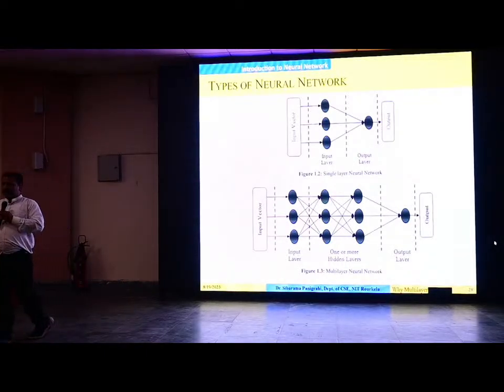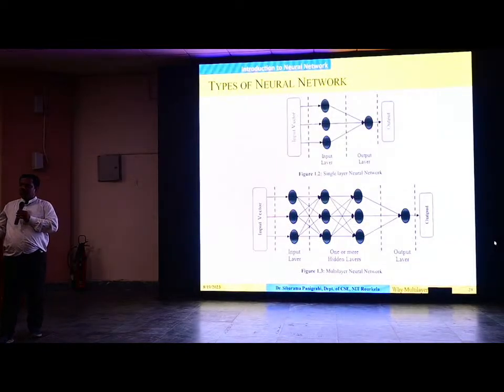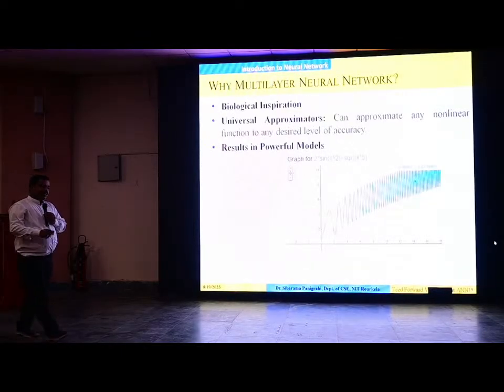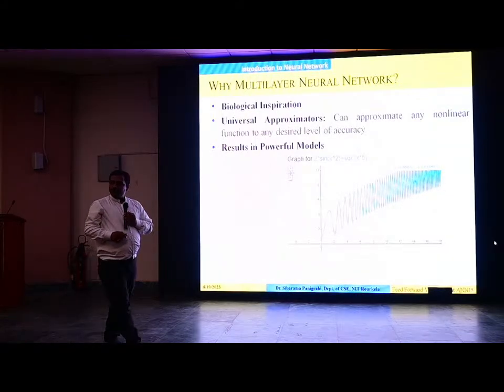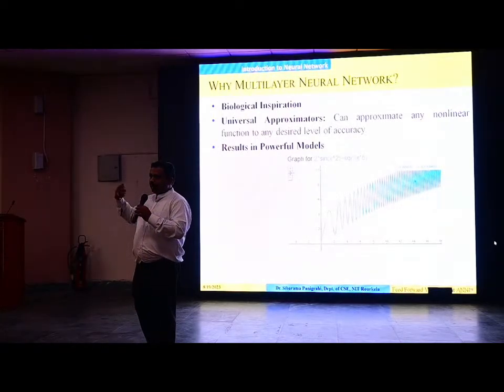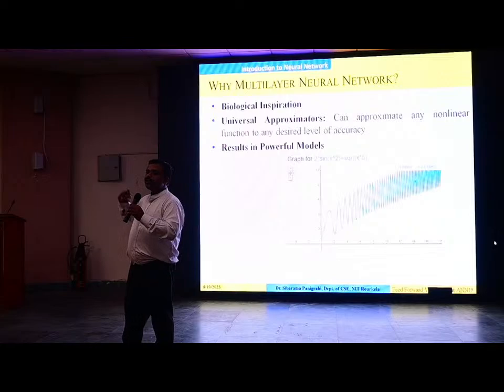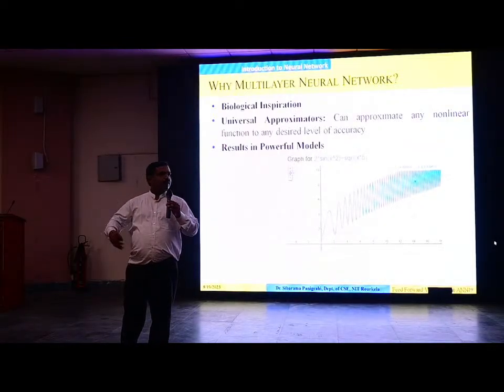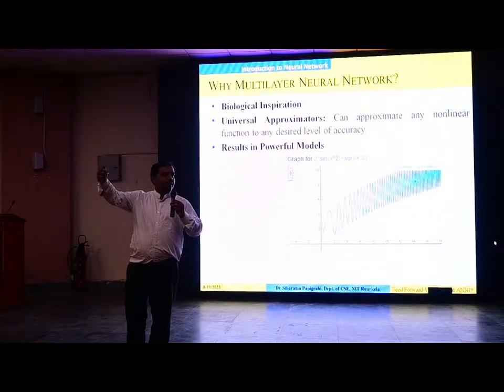Next question is, instead of single layer neural networks, multi-layer neural networks are very popular. So why? The first thing is biological inspiration, because we are motivated by our human brain or biological nervous system, which consists of millions of neurons with trillions of interconnections. That is the major motivation to go for multi-layer neural networks.